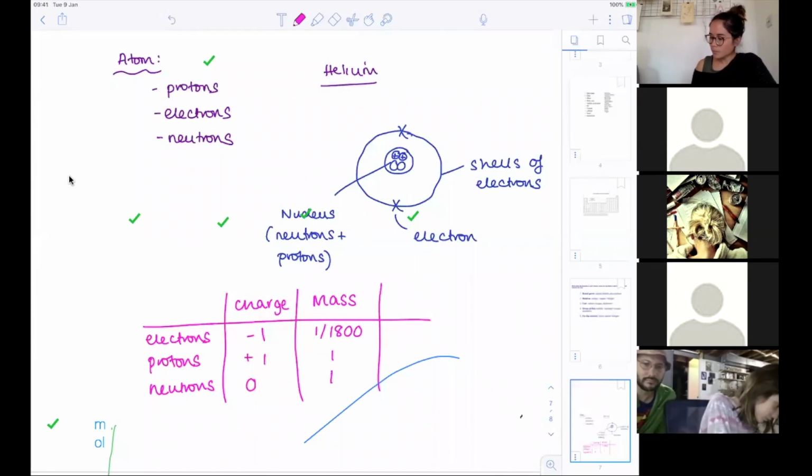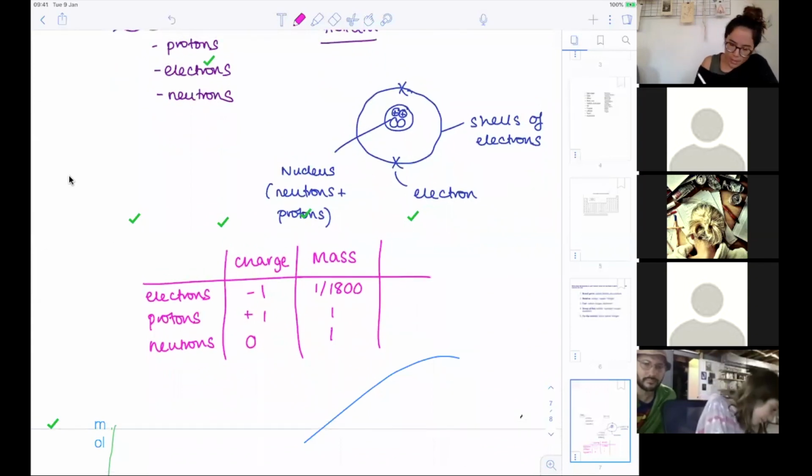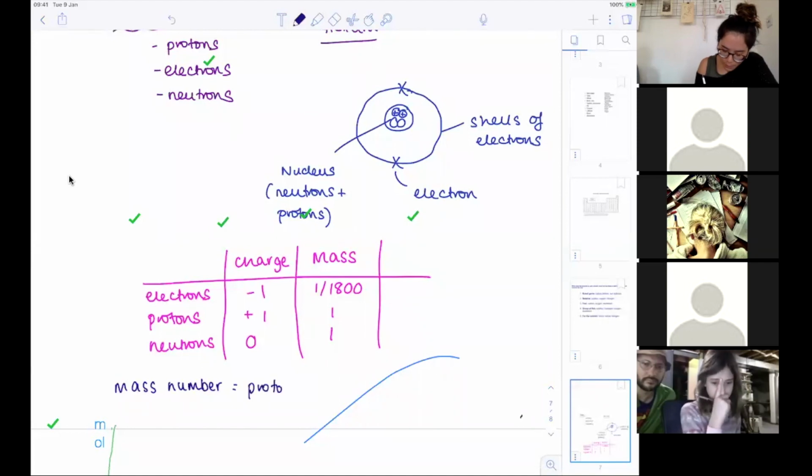And so actually what you can say is this summary, which is that the mass number of an atom is therefore made up of what? Well, it's the proton number plus the neutron number.